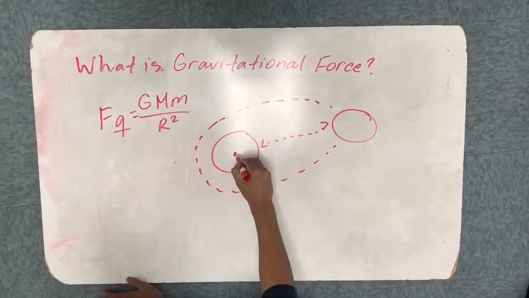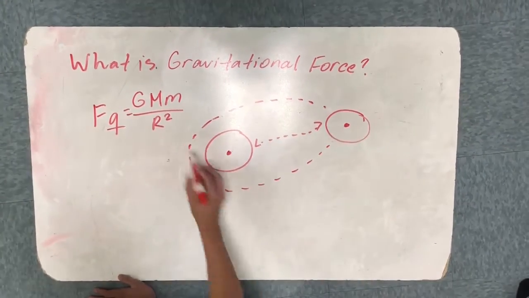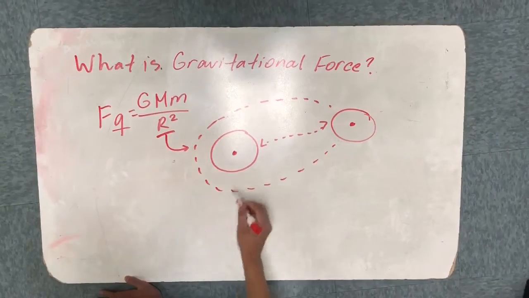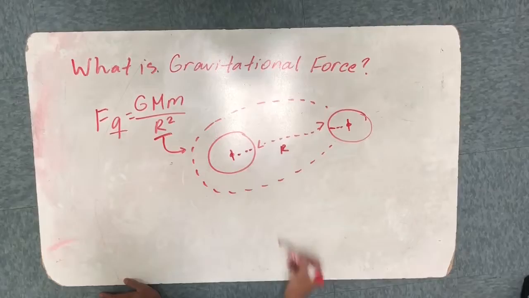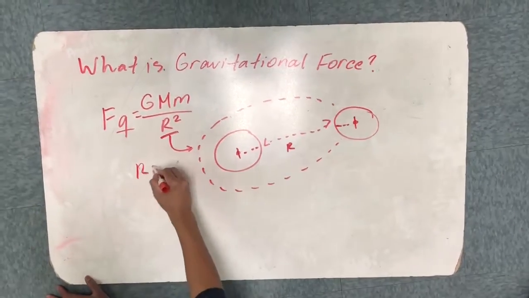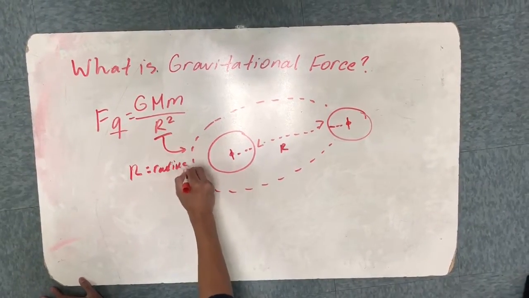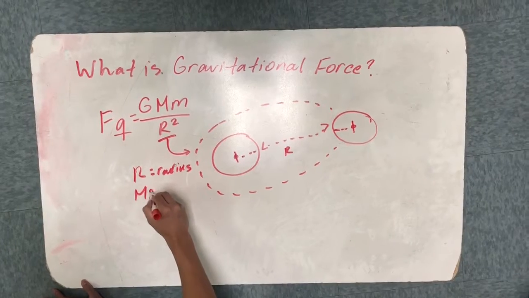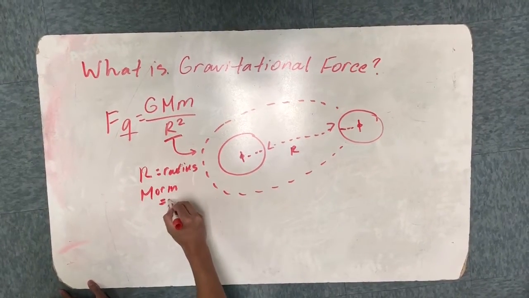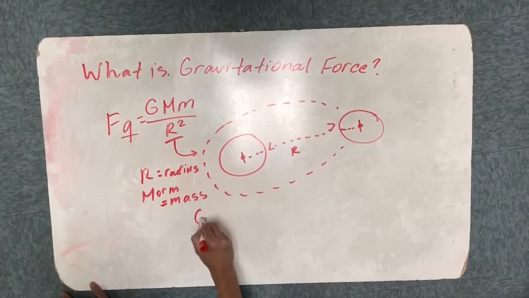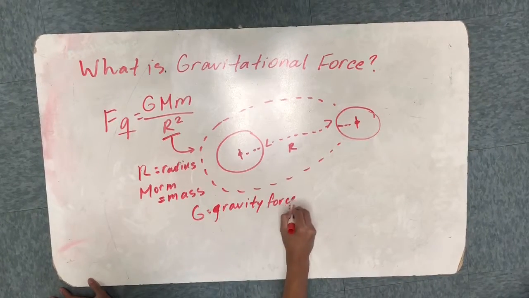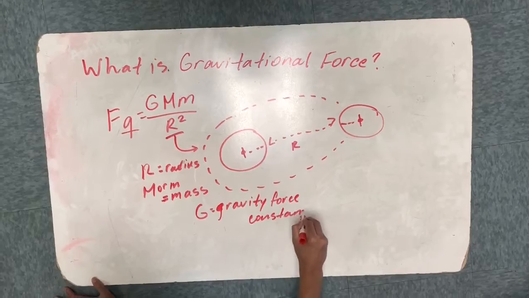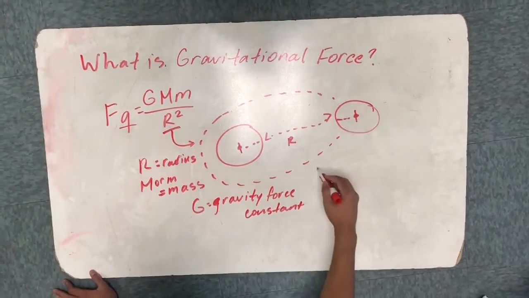Now, in this example, radius, or r, is the center mass distance between these two objects. And again, this is radius. Other variables are big M and small m, which are the masses of the two different objects, and the big G is the gravitational force constant. These will be the variables for gravitational force, which will be discussed later.